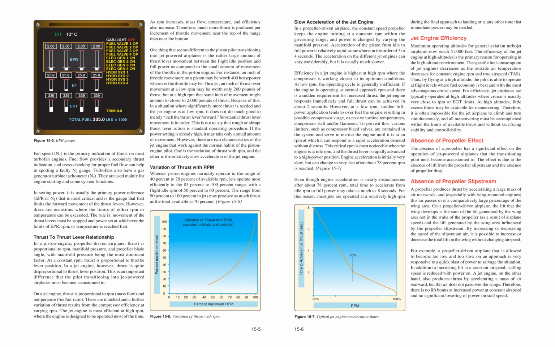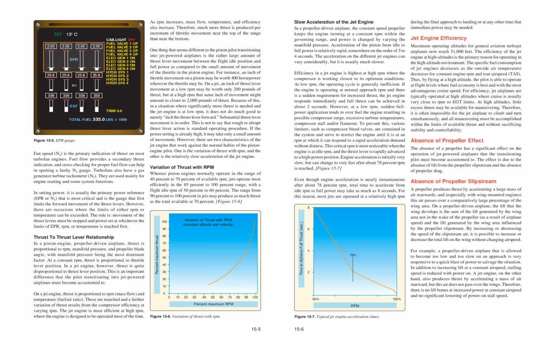For efficiency, jet airplanes are typically operated at high altitudes where cruise is usually very close to RPM or EGT limits. At high altitudes, little excess thrust may be available for maneuvering. Therefore, it is often impossible for the jet airplane to climb and turn simultaneously, and all maneuvering must be accomplished within the limits of available thrust and without sacrificing stability and controllability.